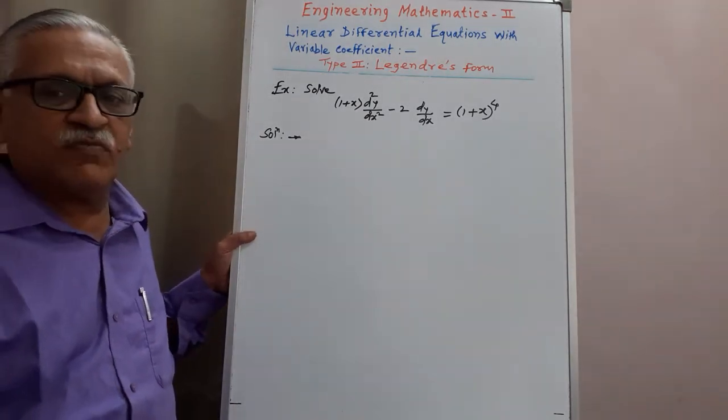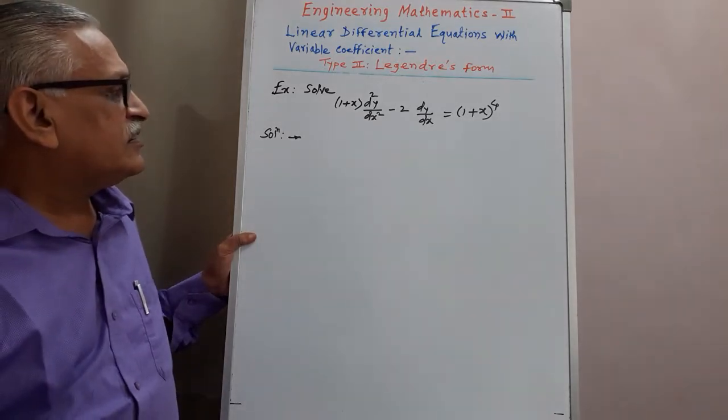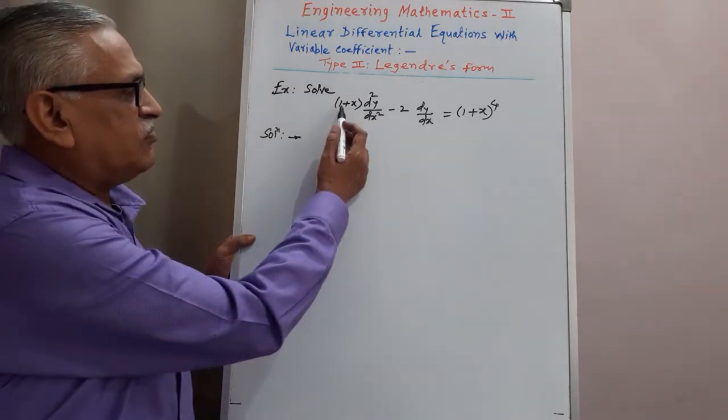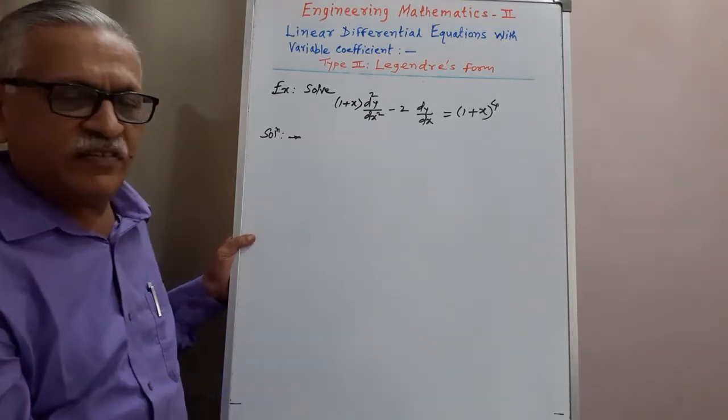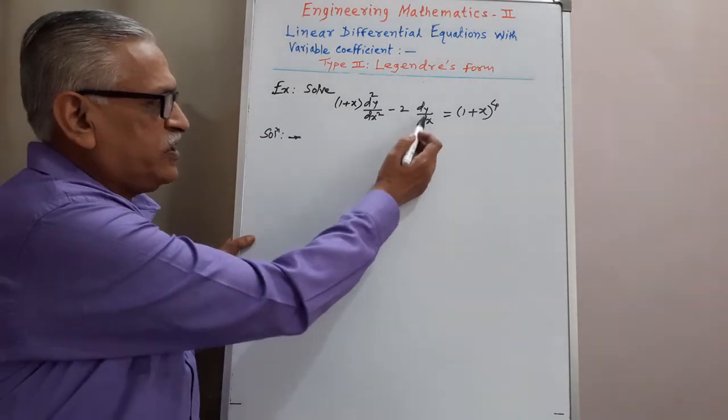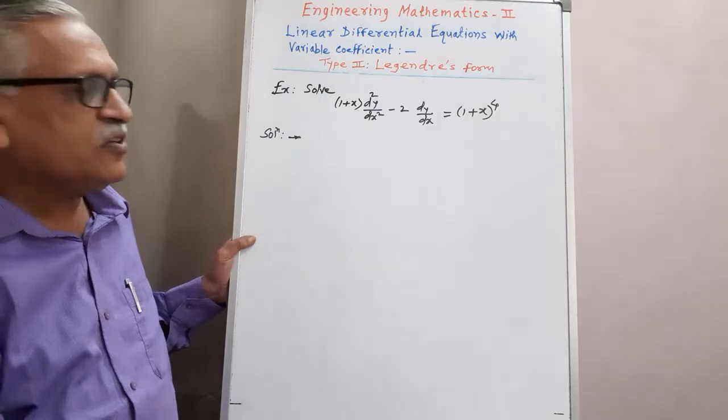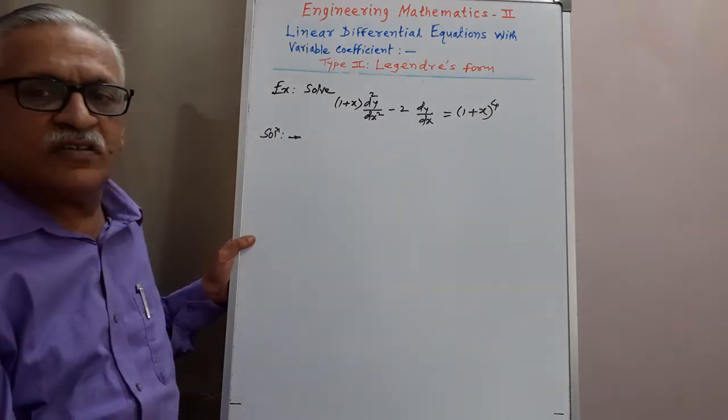Let us solve one more problem. Solve (1 + x)² d²y/dx² − 2 dy/dx = (1 + x)⁴.